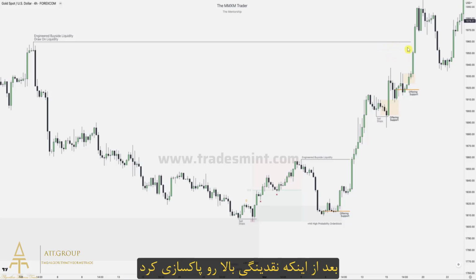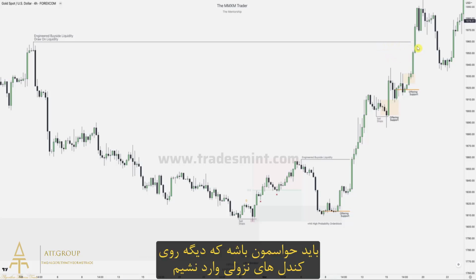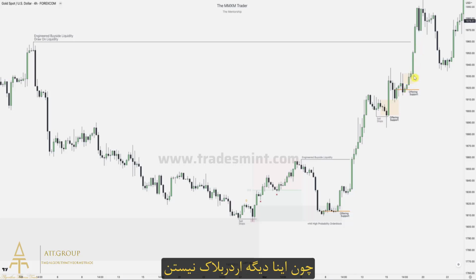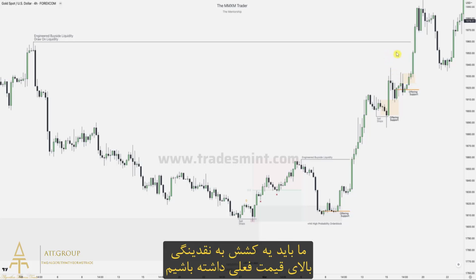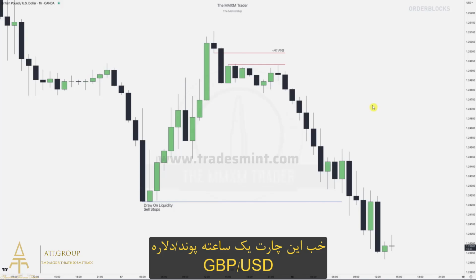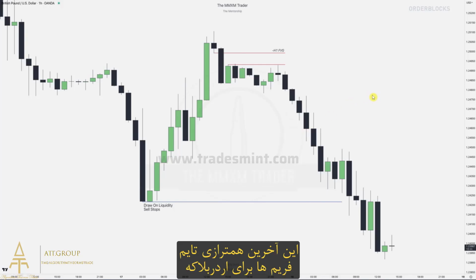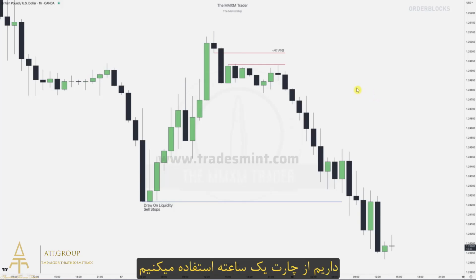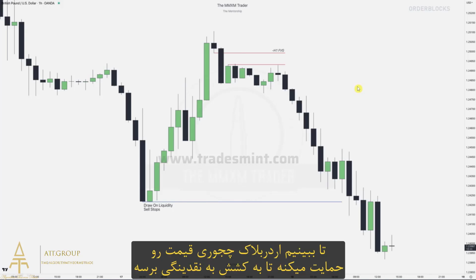After buy side liquidity has been taken, we have to be careful not to pick any down close candle, because those are not order blocks anymore. We need to have a draw on liquidity higher, right? We've got a British pound US dollar 1 hour chart. This is the last of the time frame alignments for the order blocks. We're using a 1 hour chart and dropping into a 5-minute time frame to see how the order blocks continue to support or resist price action to our draw on liquidity.